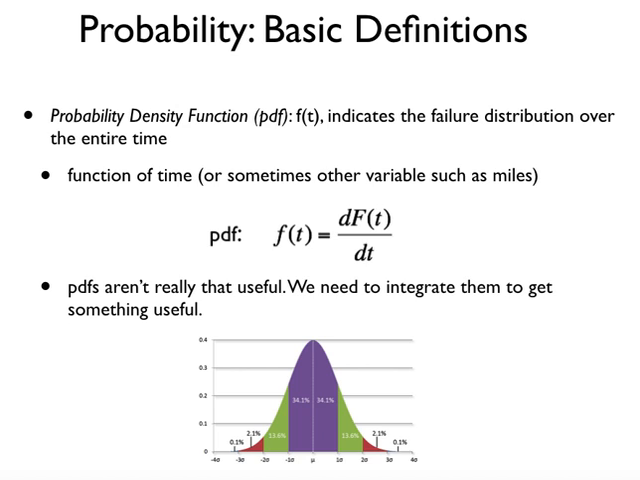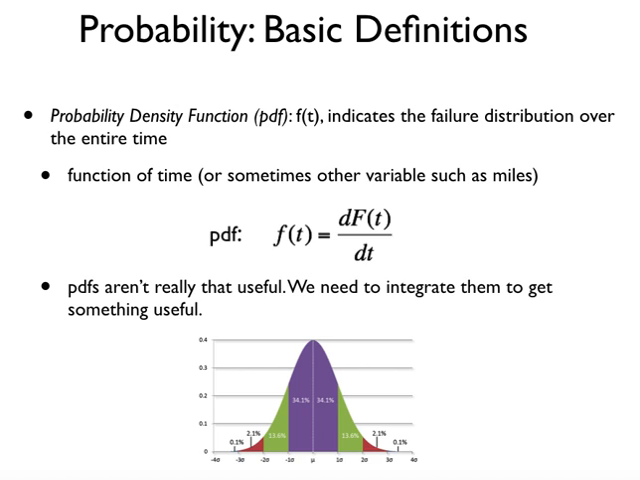But by and large, what reliability engineers typically look at is time-based distributions, and that's why you see this equation in the middle, which is just a very generic equation to say that f of t, which is the PDF, is a function of time, and it's specifically the time-based derivative of another function, which we'll talk about in a minute, okay?